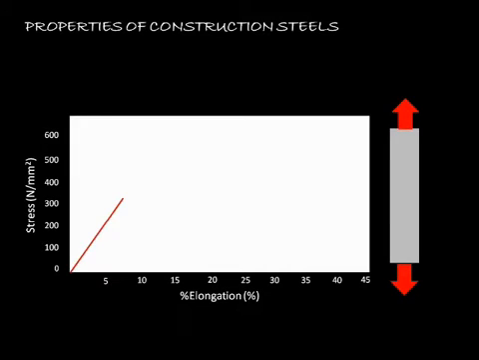The linear nature of the stress-strain plot indicates that the material is behaving elastically. If the load is removed at this point, the steel bar will go back to its original shape, like an elastic band.